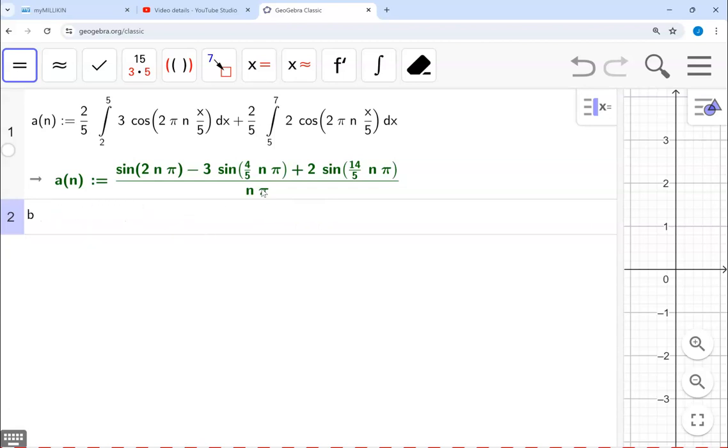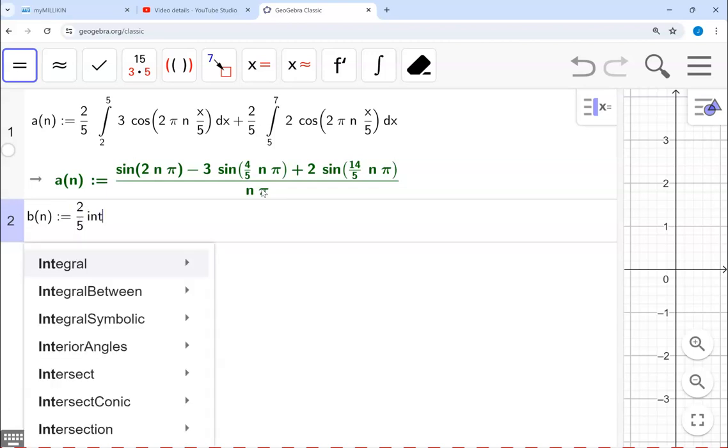What's different about the B? Yeah, sines instead of cosines. Syntax is exactly the same, but it's sines instead of cosines.